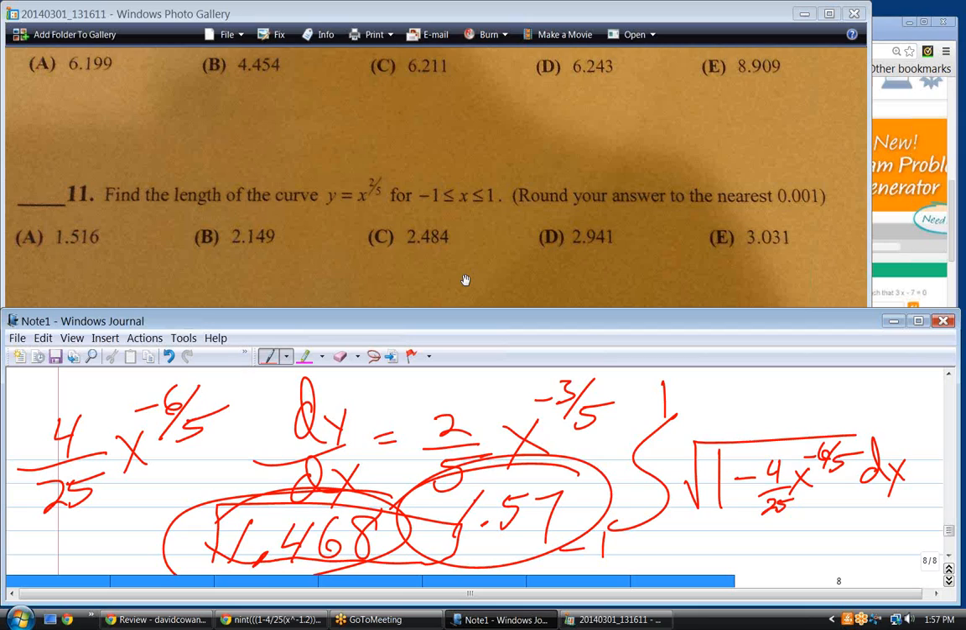So I don't know. There may be a different way to do it, but I'm quite certain that the best way to do this is to do it in two pieces, from -1 to 0 and then from 0 to 1. Because after all, that has to be the length of the curve, right? I mean, it doesn't matter how many times you chop it up.